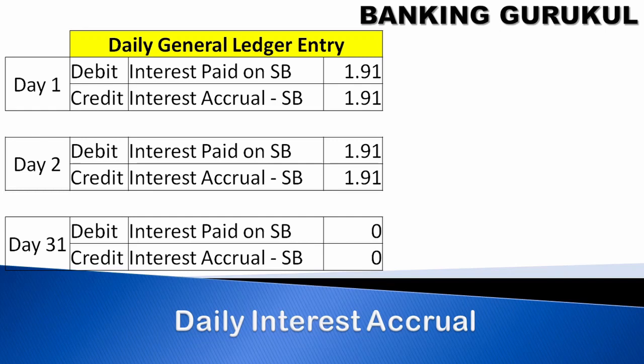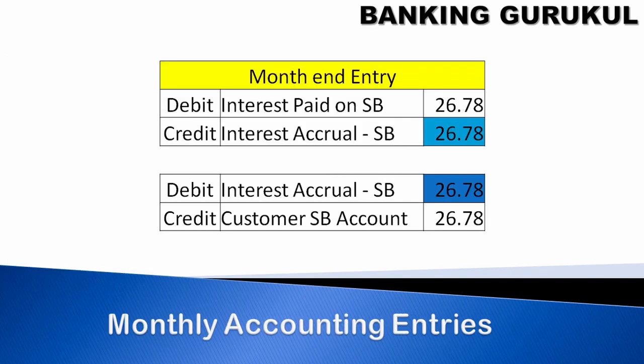So what will happen at the month end? At month end, if you add all the daily accruals, total 26 rupees 78 paisa was debited to interest paid on SB, and if you add daily accruals, interest accrued is credited 26 rupees 78 paisa. So on month end or on the interest posting date, interest accrual on SB will be debited 26 rupees 78 paisa and credited to the customer savings bank account.